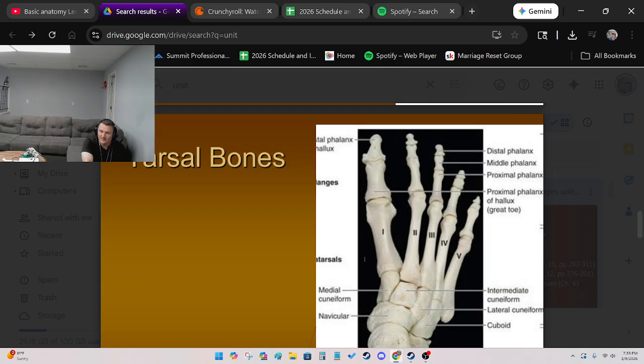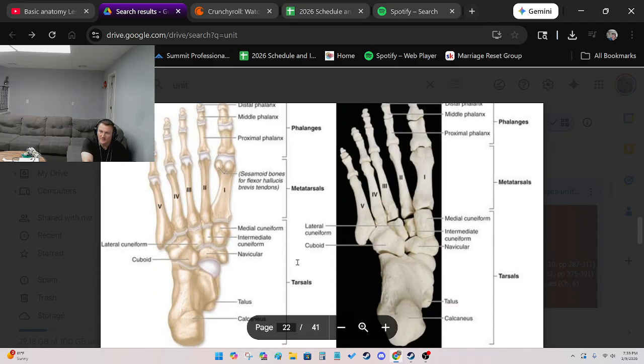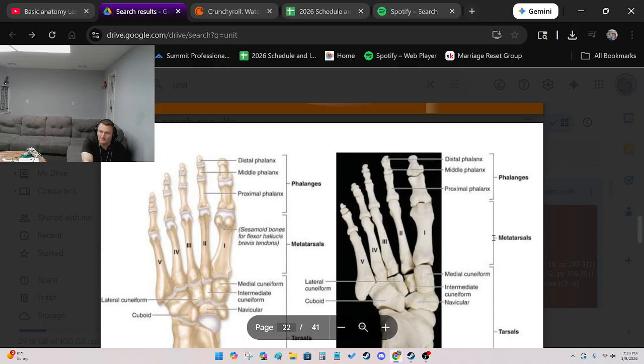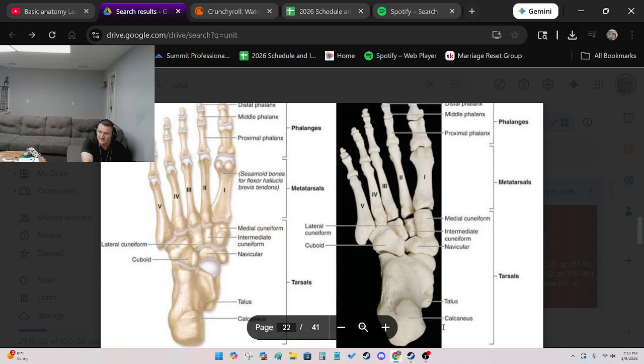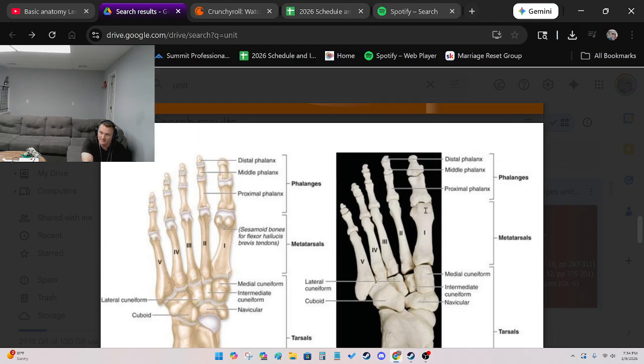These are the metatarsals. 1, 2, 3, 4, 5. Okay? These are the tarsals that I already described. Now, metatarsals would be the ones running across the top of your foot, and phalangeal, okay, those are the ones that are specific to your toes.